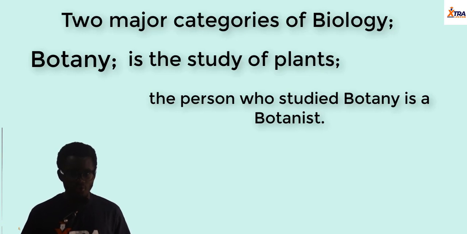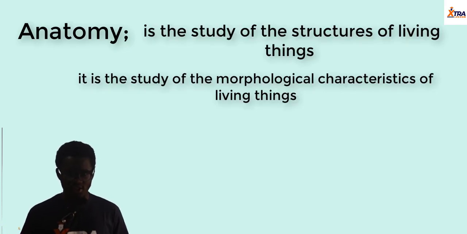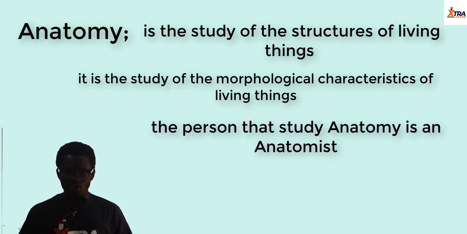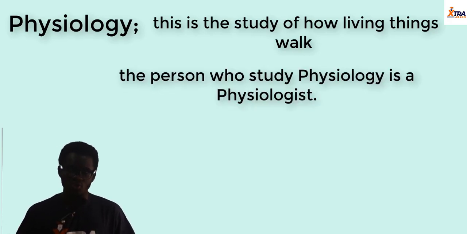And there are other fields in biology. This includes anatomy, which is the study of the structures of living things, the study of the morphological characteristics of living things. A person who studies anatomy is called an anatomist. Another field in biology is physiology. This is the study of how living things work. That is the study of how systems, the organ systems, communicate and interact with one another. And a person who studies physiology is called a physiologist.